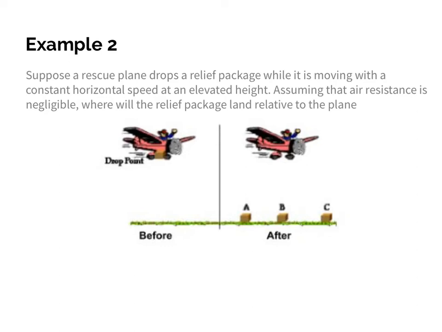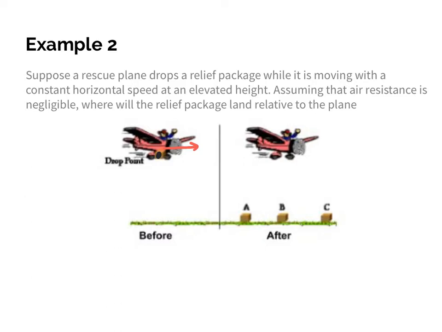So let's say in example 2, I have a rescue plane that's going to drop a relief package while it's moving at a constant horizontal speed and an elevated height. So assuming that the air resistance is negligible, where will it land? So this is kind of understanding the path it will take. So know that this plane is traveling at a constant horizontal speed and that the package is being launched from this position right here, okay?